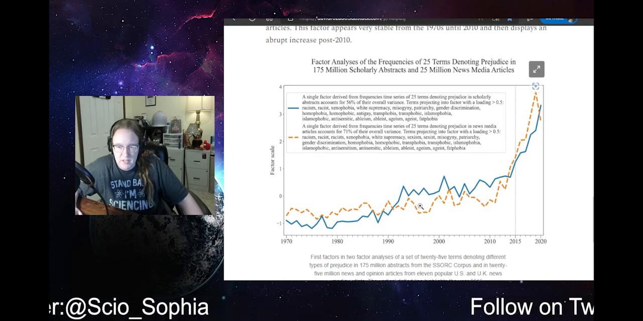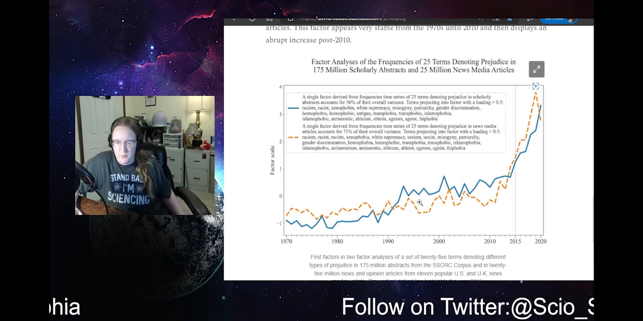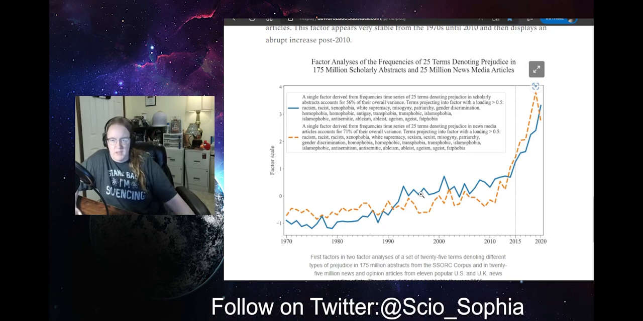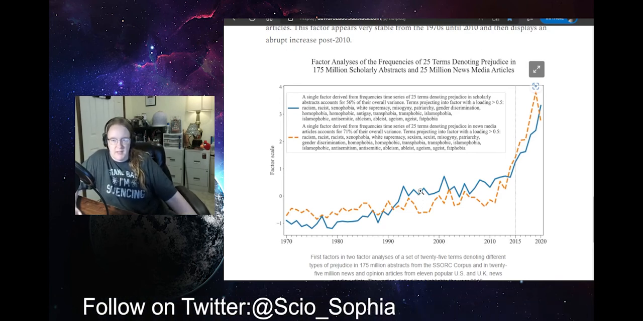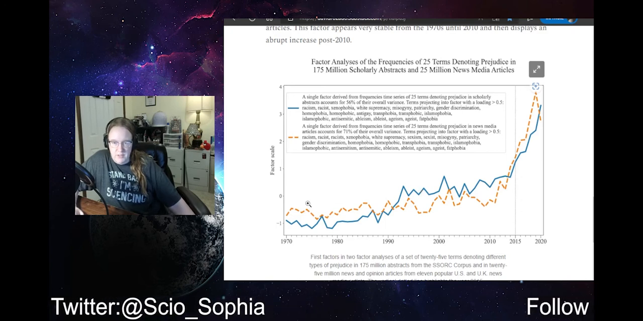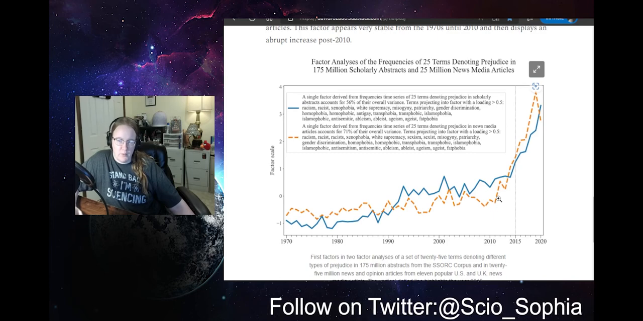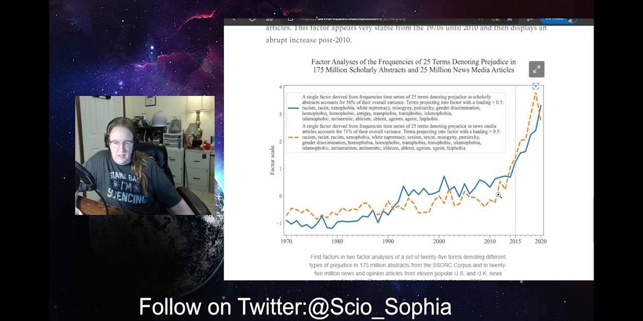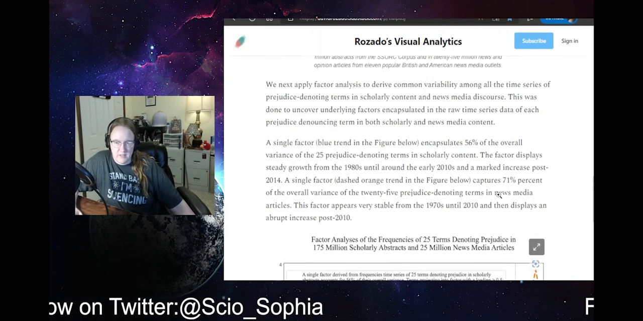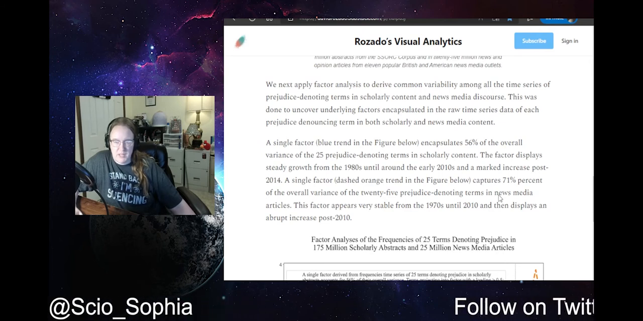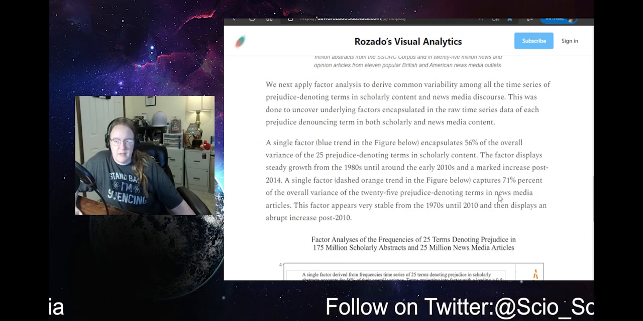So yeah, there's a single factor, 71% in news media and 56% in the academic articles, and it becomes more and more important after you get to that. So it's the first factor. It's basically like, what is it that drives that variability?